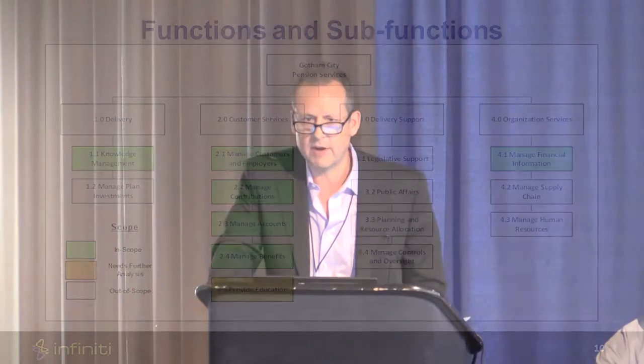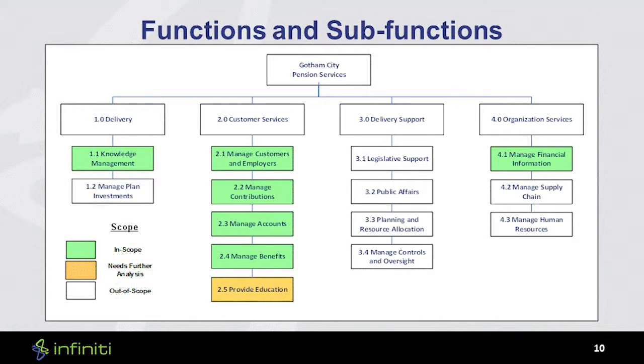So let's take a look at a functional hierarchy diagram. So this is one, say, for a retirement services company. We're going to call it Gotham City for now. Okay? They're doing some pension services. So you could think of the high-level functions as delivery, customer service, delivery support, and organization services.